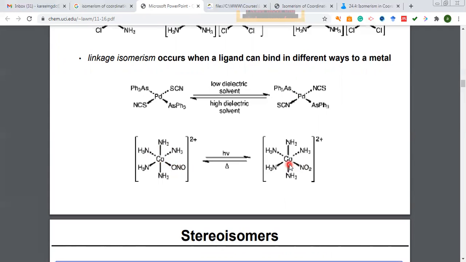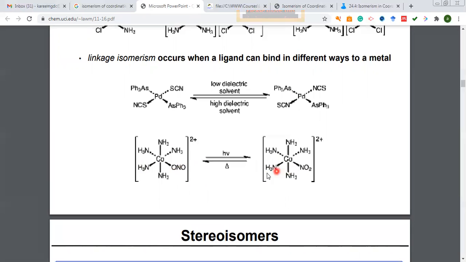But here, see, in this compound, the same central metal ion, that is cobalt, is linked to the nitrogen of the NO2 group. Here oxygen of NO2 and here nitrogen of NO2. So that means this NO2 has two donor atoms. What are they? One is oxygen, the second one is nitrogen. So in the first case, it is connected through oxygen, and in the second case it is connected through nitrogen. So that's why these two are known as linkage isomers.